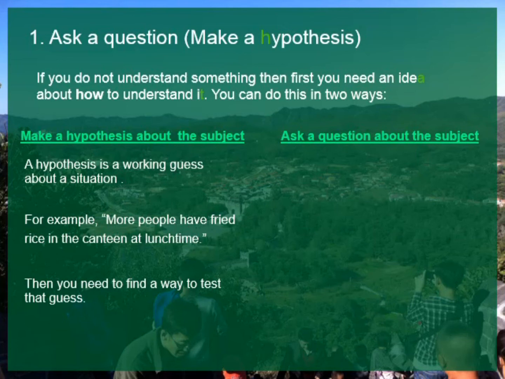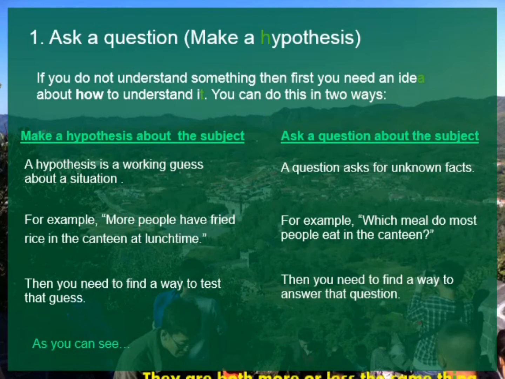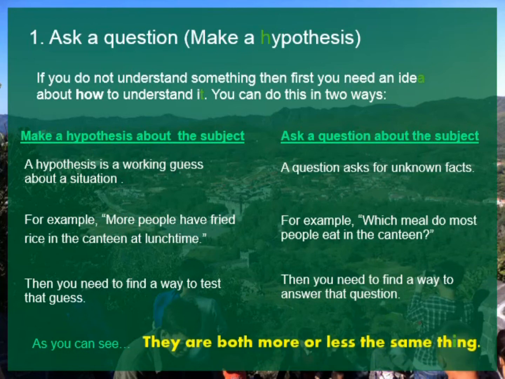So what about asking a question? The question asks for an unknown fact. For example, which meal do most people eat in the canteen at lunchtime? So we're just asking which of all the meals, which of all the different types of food are most people eating at lunchtime? And then we need to find a way to answer that question. So as you can see, they are both more or less the same thing, just in a slightly different way.